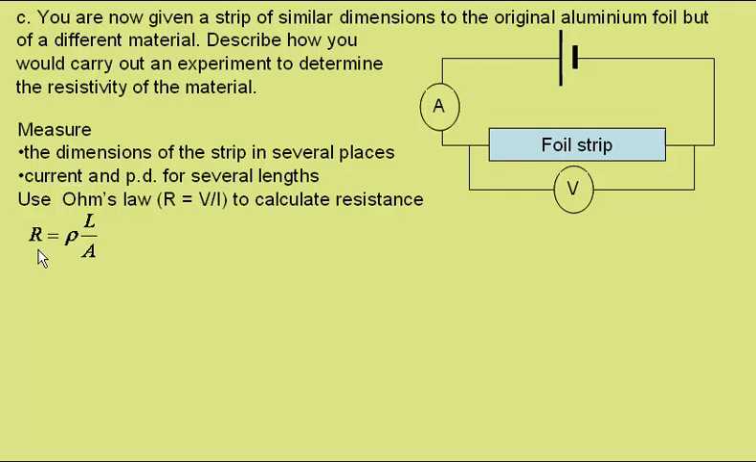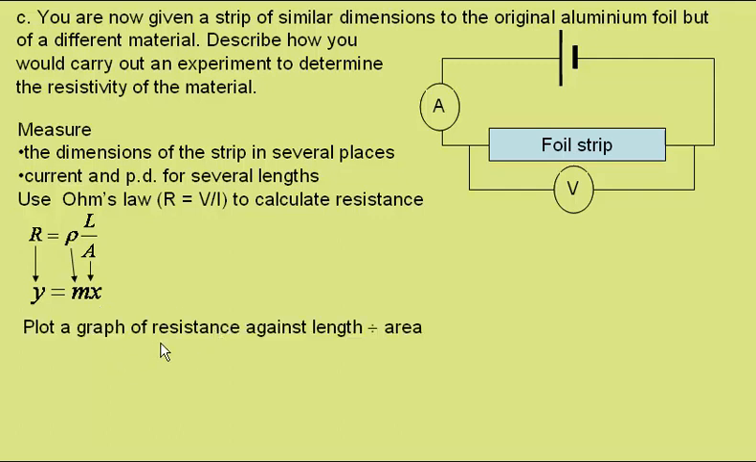From the equation R is equal to rho L over A that we used earlier, we can link this to the equation of the straight line through the origin, y equals mx, where R can be our y value, rho resistivity can be our gradient m, and L over A can be our x value.